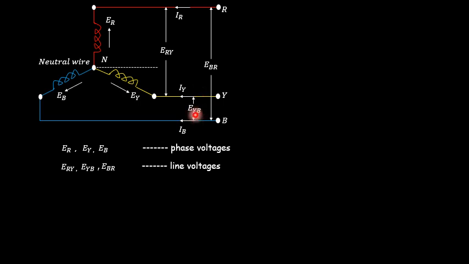Y as well as B, it is represented in terms of EYB. Similarly, between the R and B lines, it is represented as voltage EBR. So whatever the voltages ER, EY and EB you can see over here, those are represented as phase voltage. Phase voltage is nothing but a voltage corresponding to a particular phase with reference to the neutral point or common point N over here, and ERY, EYB and EBR represent the voltage in between each individual line, and hence are called line voltages.